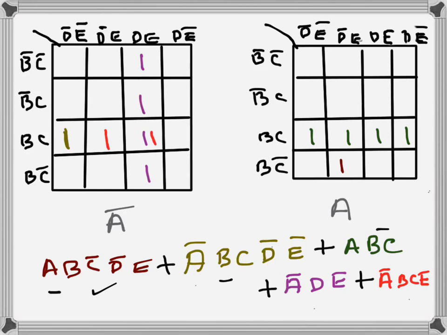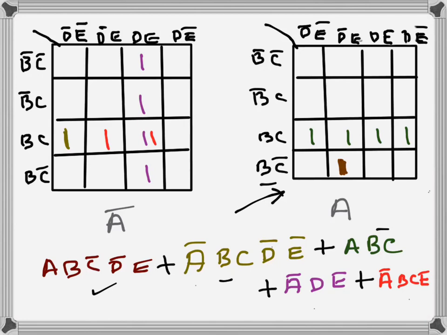The first one is A, B, C bar, D bar, E. Since it has A, it will be only in this k-map on the right one because that represents A. Now we will have to just identify the cell which is B, C bar, D bar, E. That is this one, and I will probably use the same color. This is B, C bar, D bar, E.